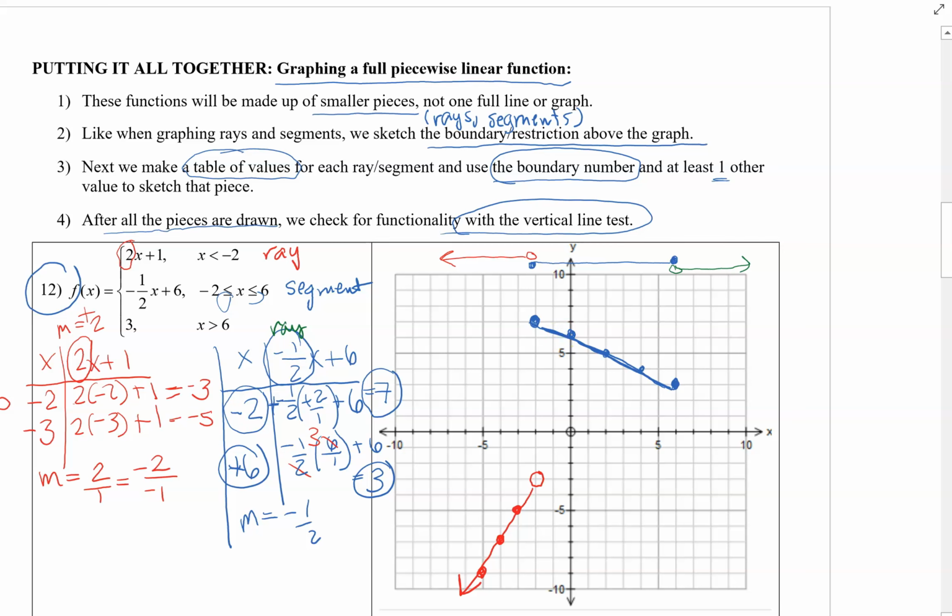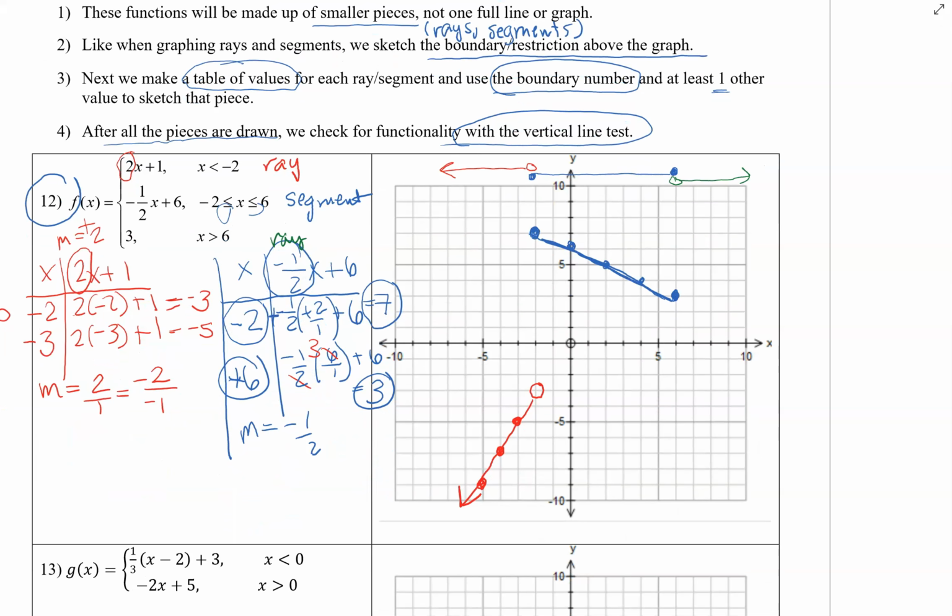And then for the last part is a ray again. We are going to use that boundary of 6. Even though it's not including 6, we still need to know where the open circle is. So we use the boundary of 6. And in this case, there's no x in the equation because the y value is always 3. Even if x was 7 or 8 or 9 or 10, the y value basically is just 3 every time.